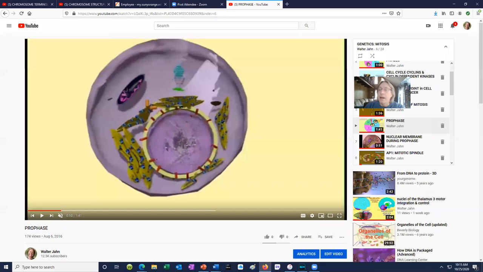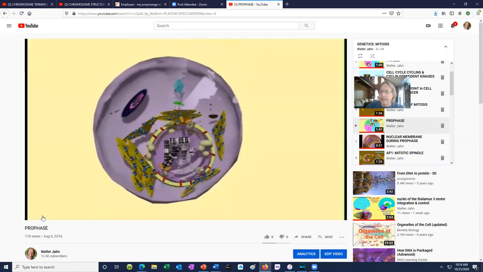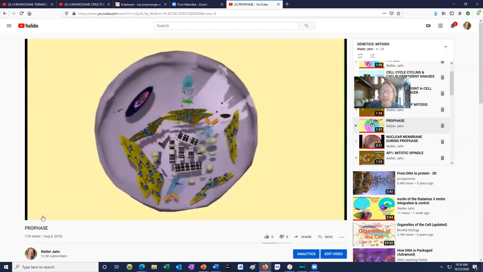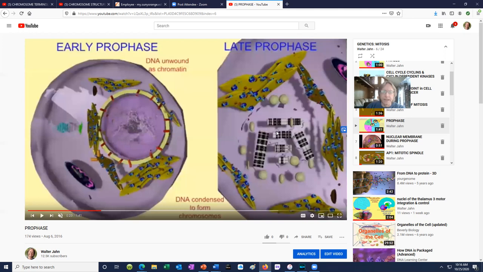Biology students are obviously familiar with the term chromosome, and they probably remember at some point that in the cell cycle, the cell doesn't technically have chromosomes per se. We would like to refer to it as chromatin, the unwound form which is accessible. And then it is during prophase that the DNA is more tightly packed to form these individual chromosomes, which can then be more easily transported and moved to opposite poles of the cell.